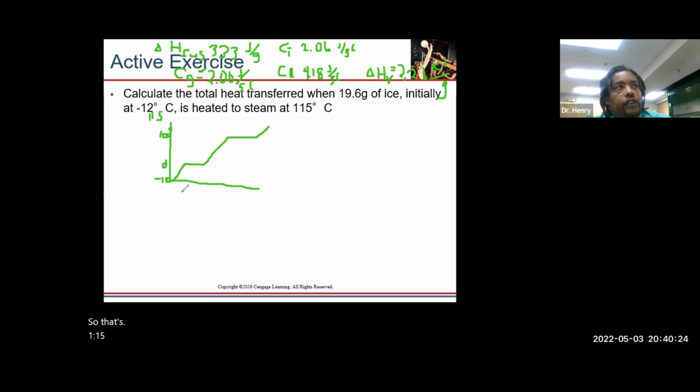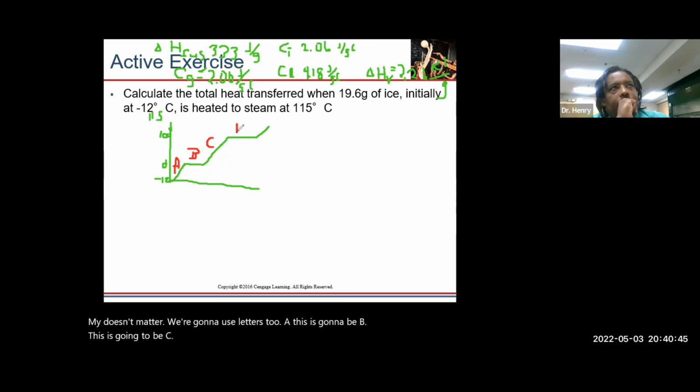Okay, so this first part, I'm going to call this A. Let me put in different colors. Anybody colorblind? No. Well, it doesn't matter. We're going to use letters too. A, this is going to be B. This is going to be C. This is going to be D. And this is going to be E.